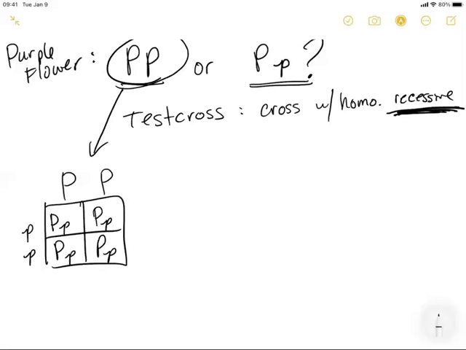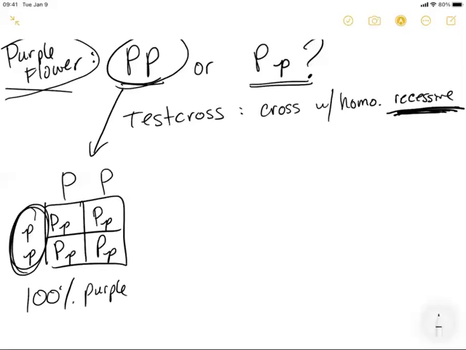Okay, so if your original individual, your purple flower, was homozygous dominant, then when you cross it with a homozygous recessive individual, your results are 100% purple flower. Of course, you cannot do this with organisms that don't produce a lot of offspring in one generation. For example, you could not do a test cross with a human because we only produce like one offspring at a time. So you would not be able to get any kind of ratio with the first filial generation.